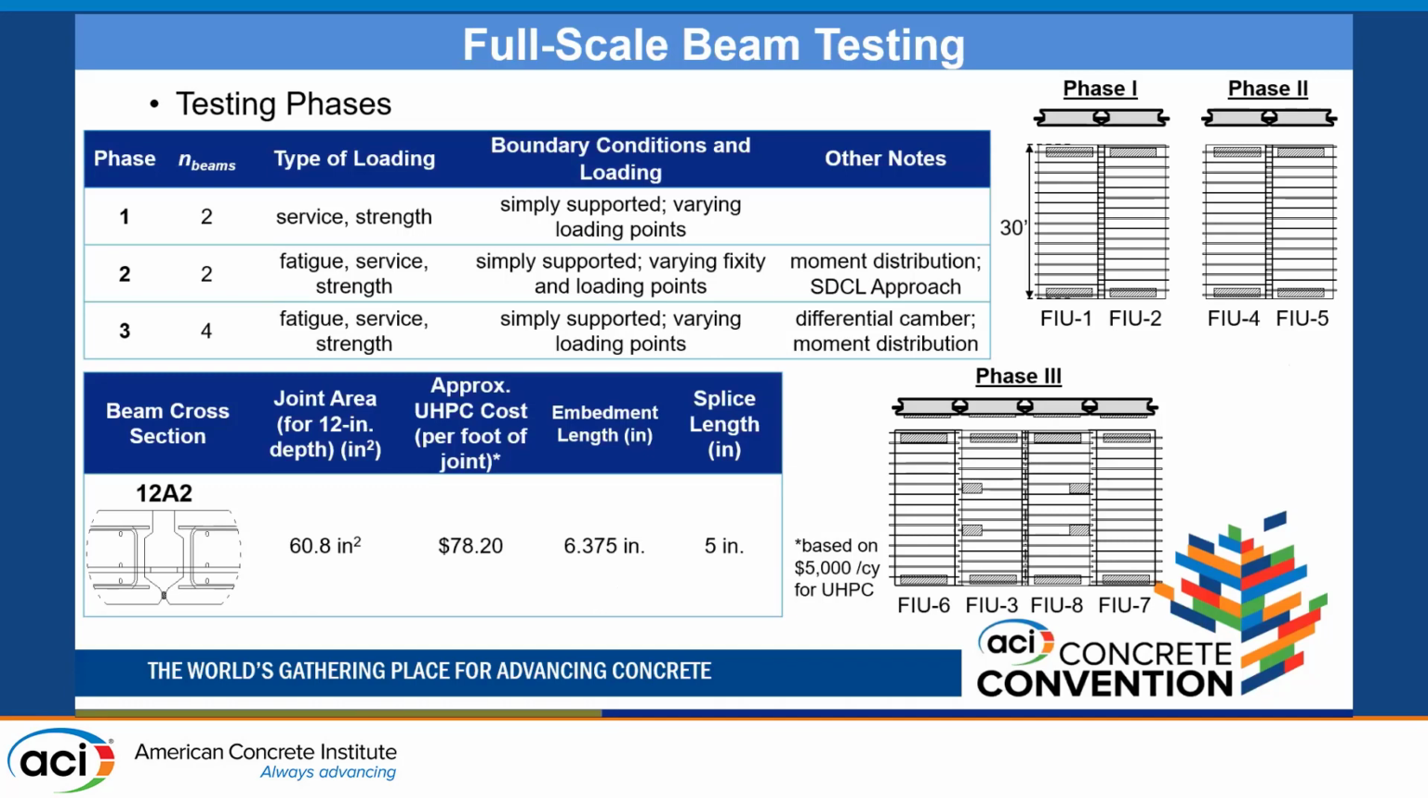So talking about the full-scale beam testing, we came up with a section that we decided was the best performer overall in the small scale. We came up with 3 testing phases. Phase 1 using a 2 beam configuration, phase 2 also using a 2 beam configuration, and phase 3 using a 4 beam configuration, pretty much almost the full superstructure width. In this presentation, I will just talk about phases 1 and 2, the 2 beam configuration. The only difference between them was the type of loading and the boundary conditions we used.